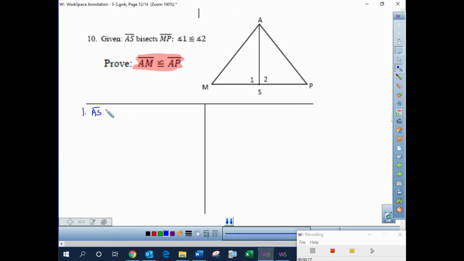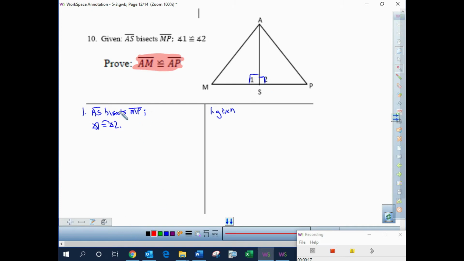Segment AS bisects segment MP. Boom. And angle 1 is congruent to angle 2. That's all given to me. And we'll mark any non-vocab words first, like bisects is a vocab word. So we'll mark angle 1 congruent to angle 2. Instead of putting arc marks, we're actually going to put right angle boxes, because 1 and 2 are a linear pair. So I want to mark them correctly, and arc marks is just not good enough. So those are actually going to be 90 degrees each, so we'll mark that right.